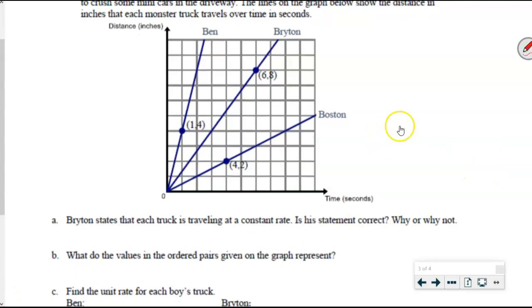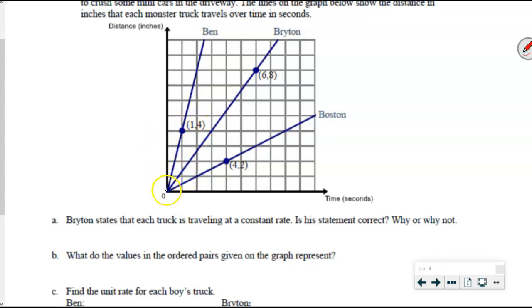Do you agree with Brighton? Are each of the trucks traveling at a constant rate? Tanner? Exactly, it's just that simple. They're all straight lines that go through the origin. A constant rate also means that they have a constant slope. That's what makes them straight lines.